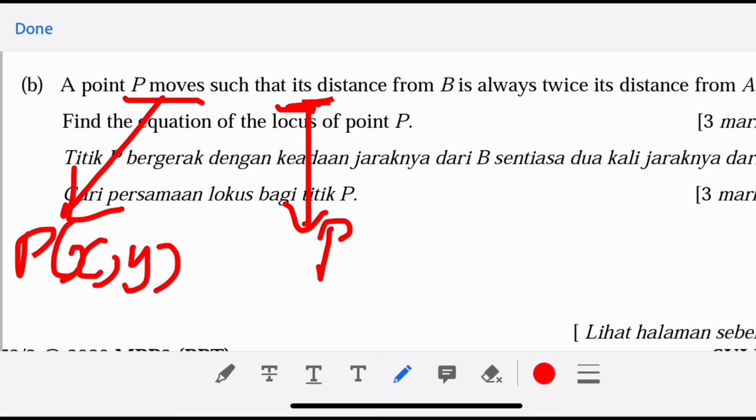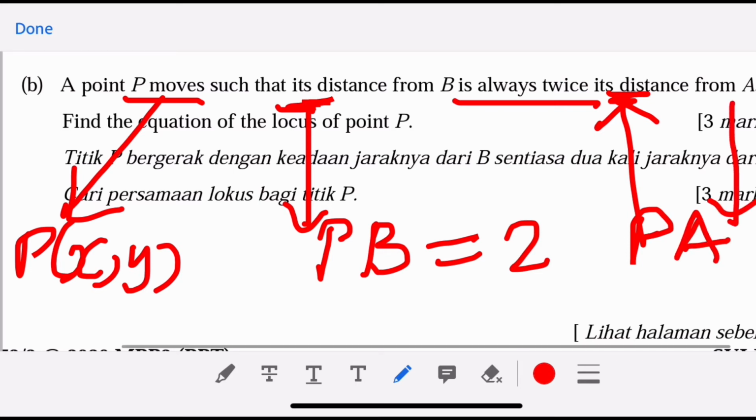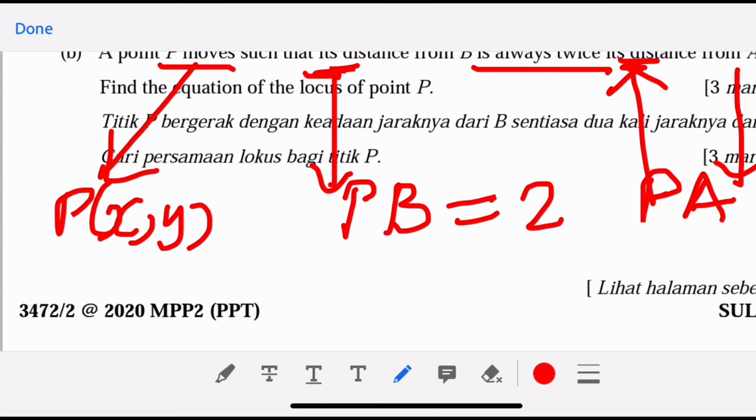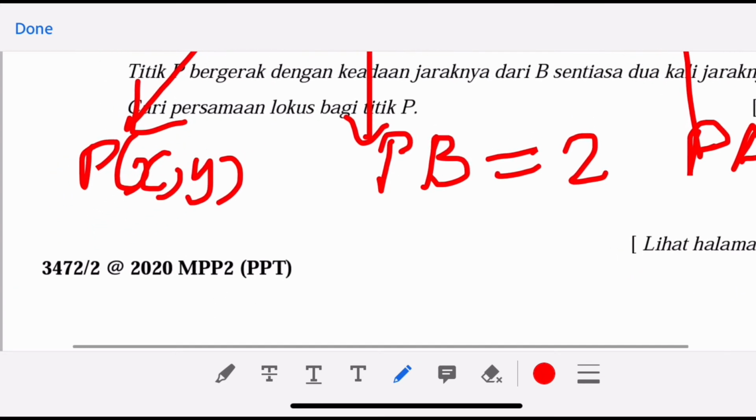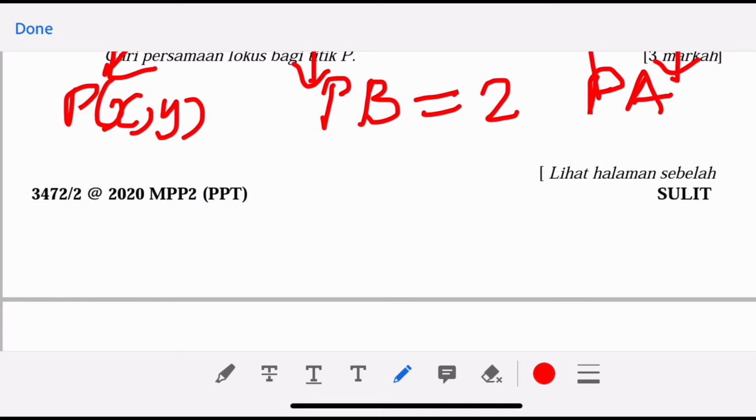The second step is, when you read the question and it refers to point P, you have to write down the condition of the movement of the locus point P. So we write the condition in terms of distance. That means PB is 2 times PA, because of its distance from point B and its distance from point A.